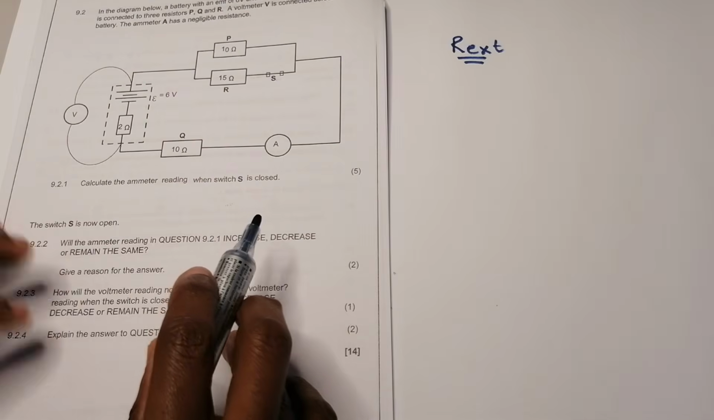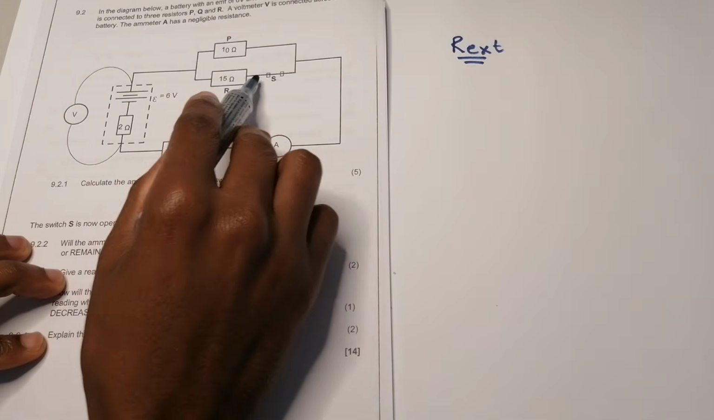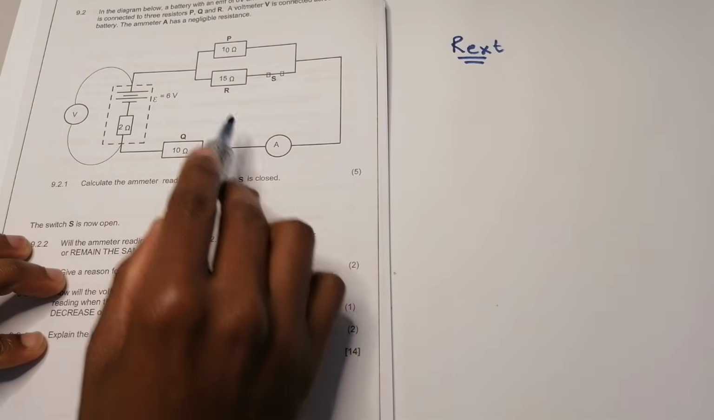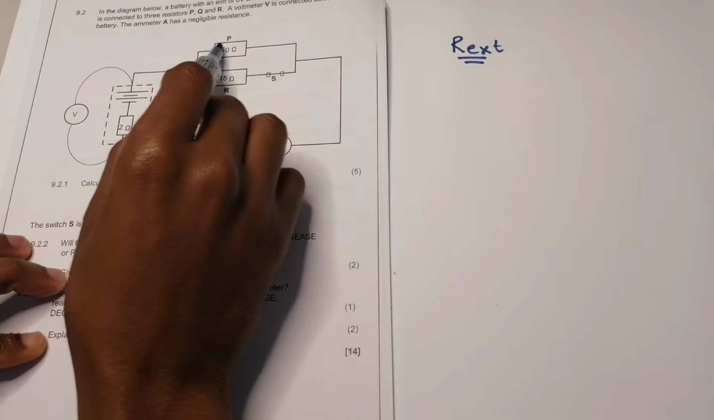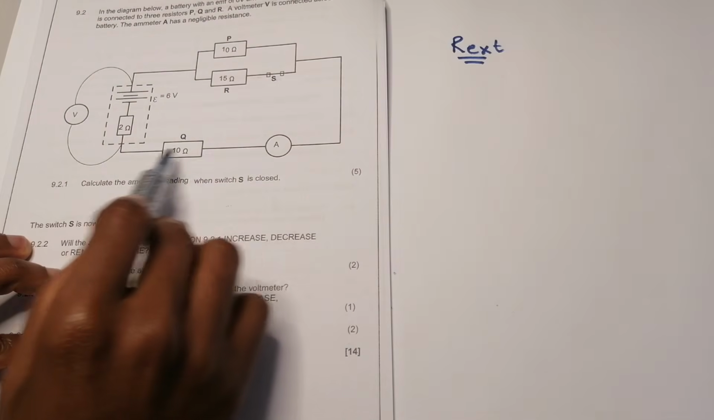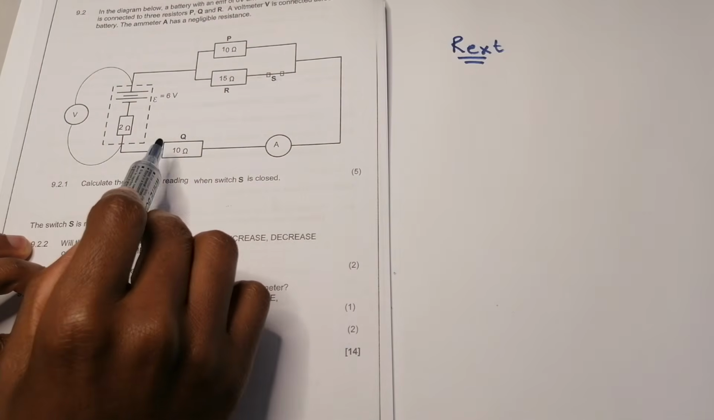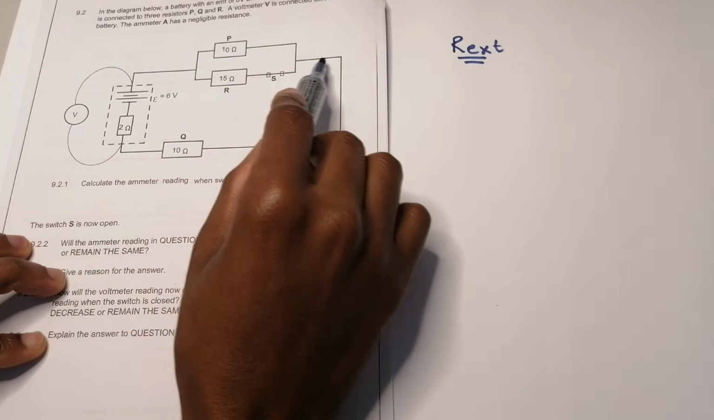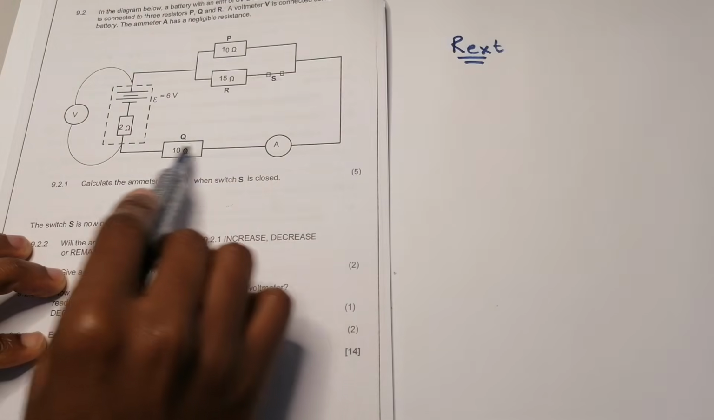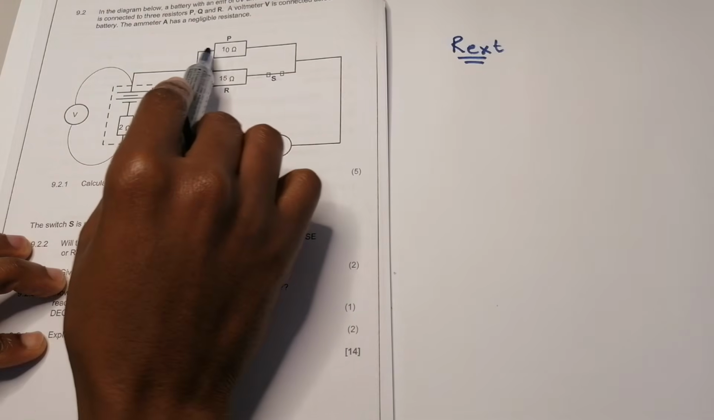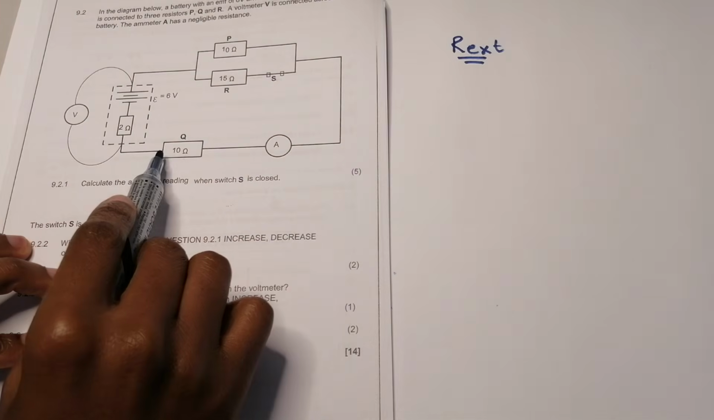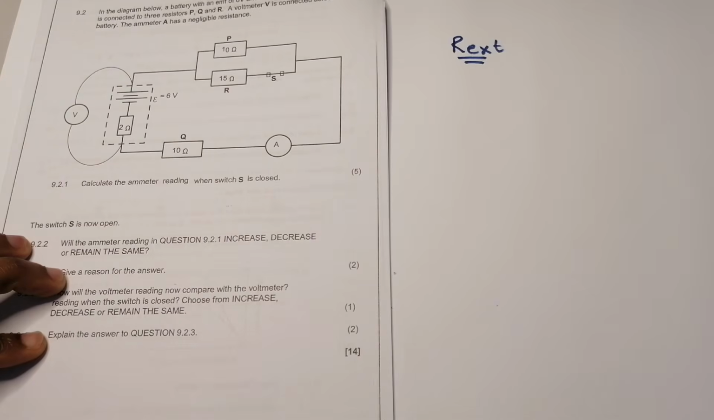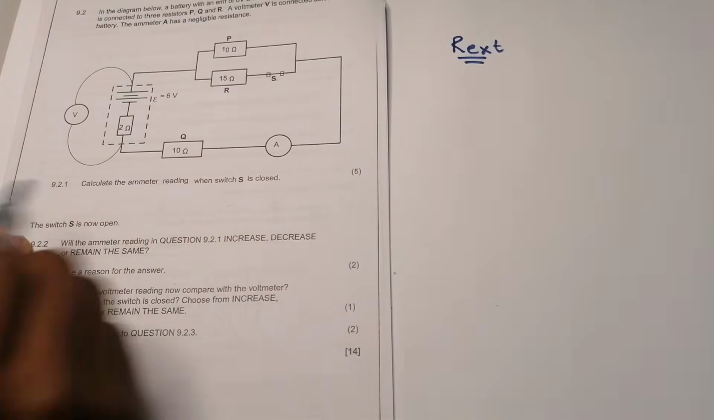Now that your switch has been opened, it means that I've disconnected this 15 ohm resistor here. So my total current goes through the 10 ohm and through the other 10 ohm resistor. In essence, the same current that flows through the 10 ohm resistor will also flow through the other 10 ohm resistor. So the same current that flows through resistor P will also flow through resistor Q. So what does it mean about these two resistors? It means they will now be in series with each other.